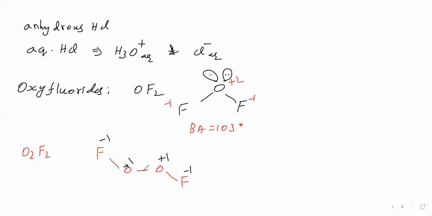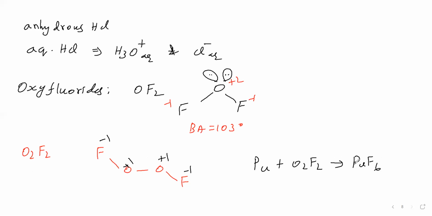The O2F2 structure is the same as hydrogen peroxide. This O2F2 is an unstable solid. It is used as a fluorinating agent. It is used as an oxidizing agent. Plutonium with O2F2, what are we getting? Plutonium becomes PuF6.